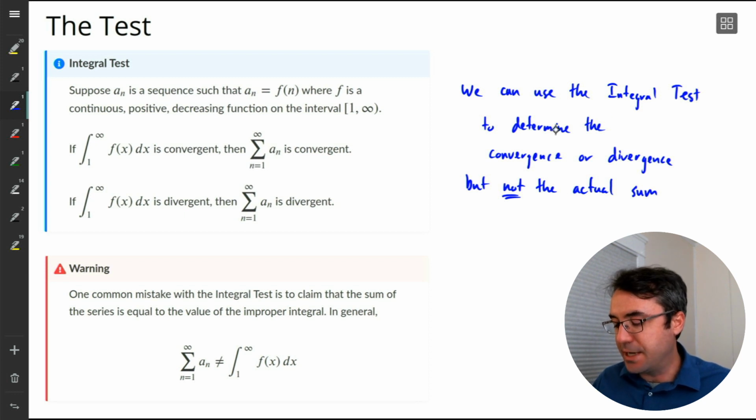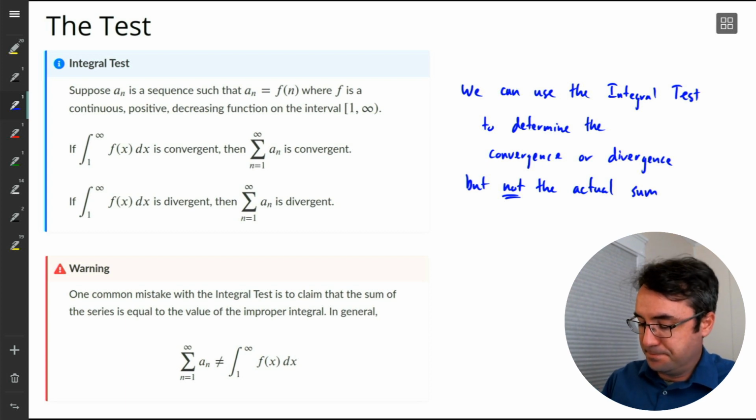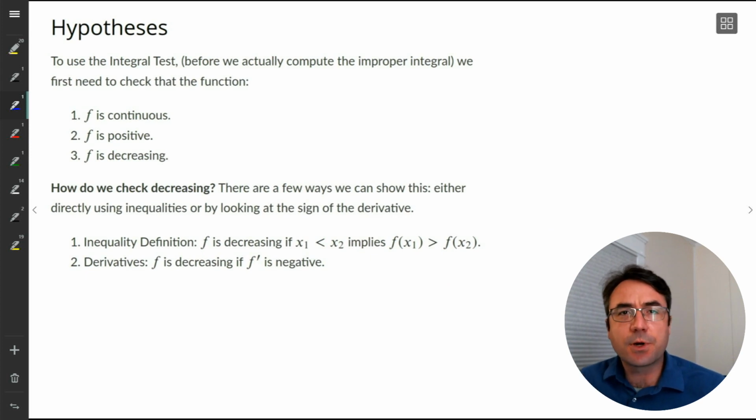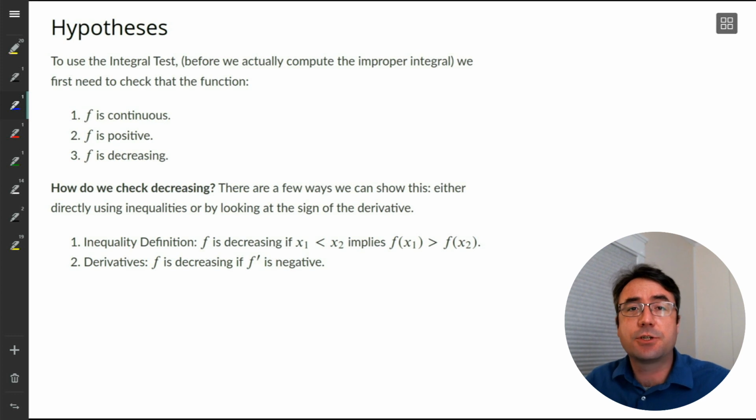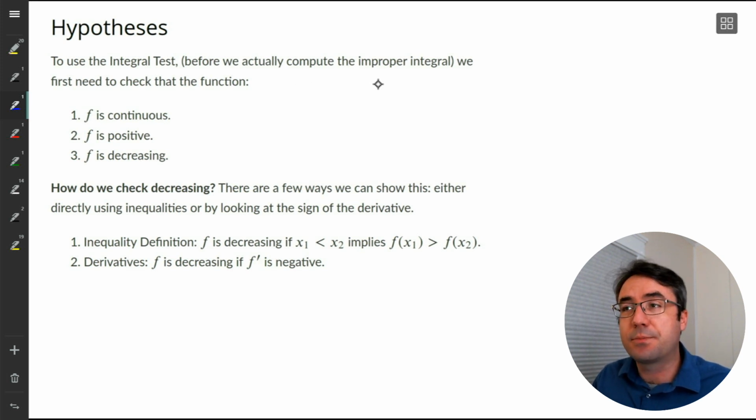So we can use the integral test to show convergence or divergence, but it doesn't give us the actual sum. All right. As we're going through this, there are a few things we need to check before we can apply the integral test. Before we compute the improper integral, we have to look at that function f. Function f needs to be continuous, positive, and decreasing.